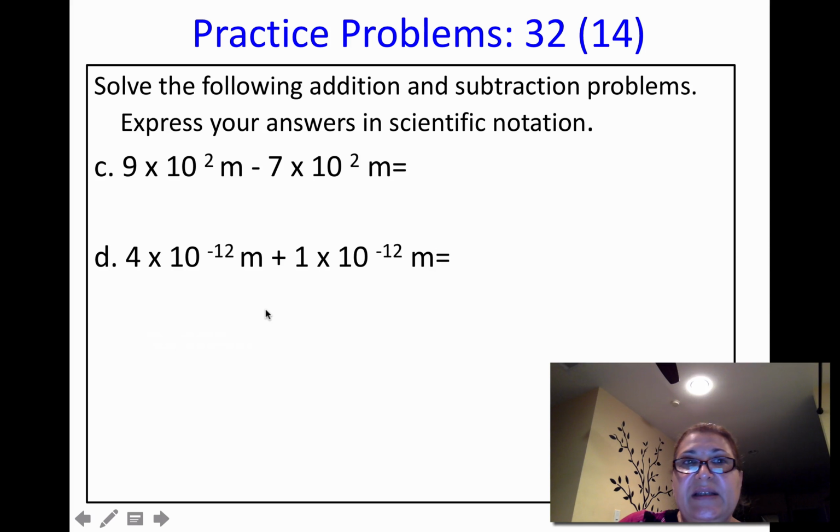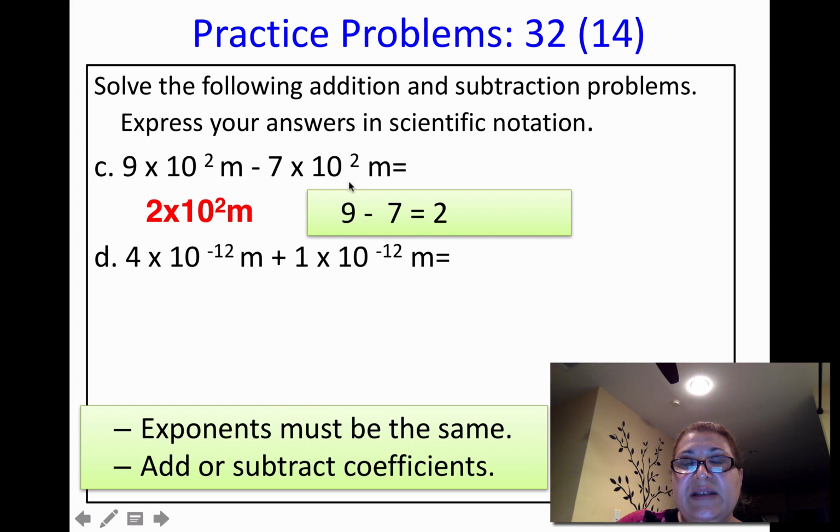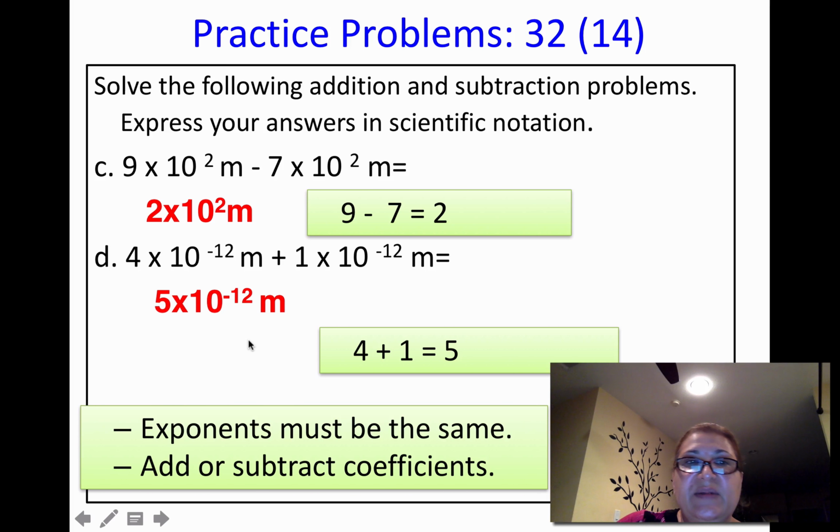And then C and D. Positive 2 and positive 2, subtract the coefficients. 9 minus 7 is 2, 2 times 10 to the second power. For D, negative 12 and negative 12, so all you have to do is add the coefficients. So it's 5 times 10 to the negative 12.